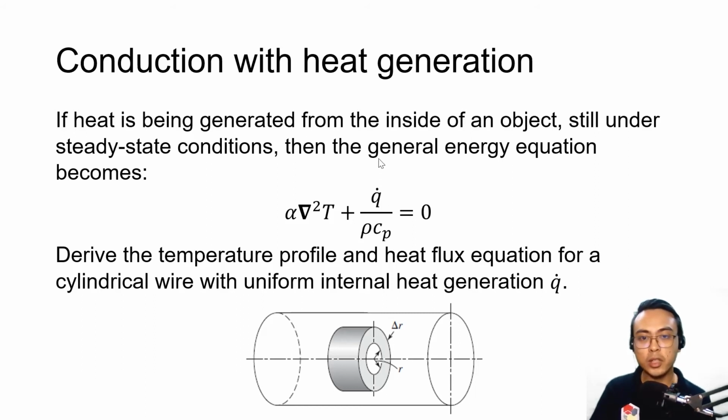We are going to use this equation to derive the temperature profile and heat flux equation for a cylindrical wire with uniform internal heat generation Q dot. This is a familiar system to us. For example, this happens in electrical cables. When electricity goes through cables, it generates a little amount of heat, and that heat generation can be constant. So that is what we are trying to model in this case. Let's derive the temperature profile.